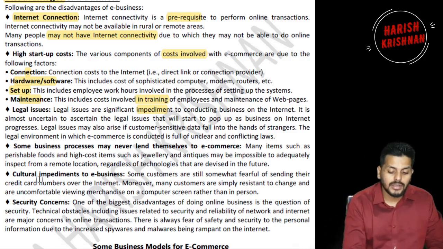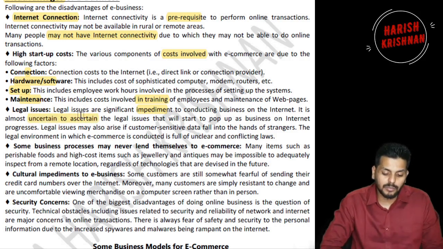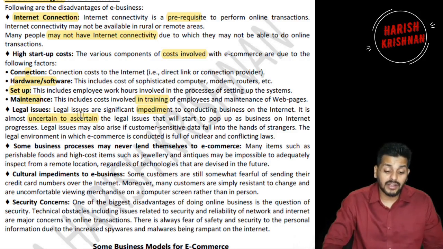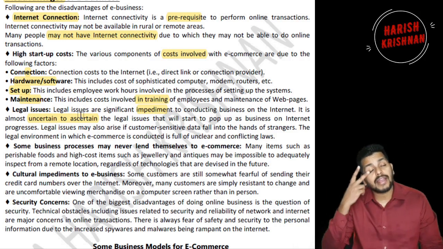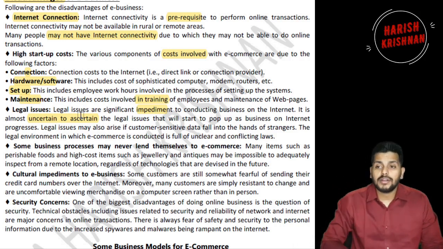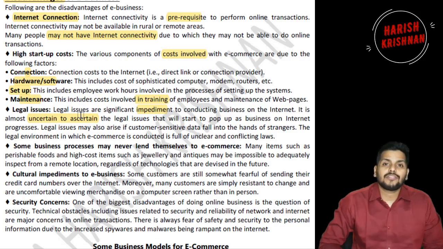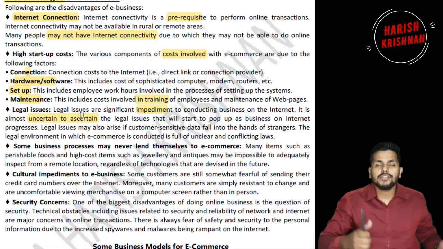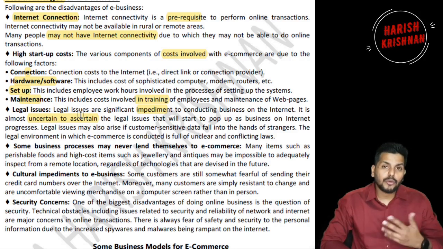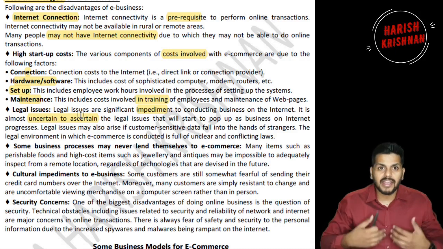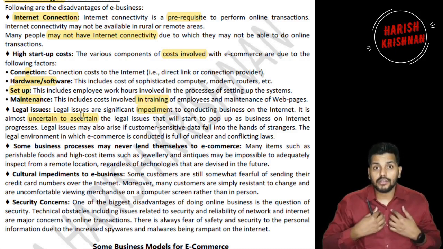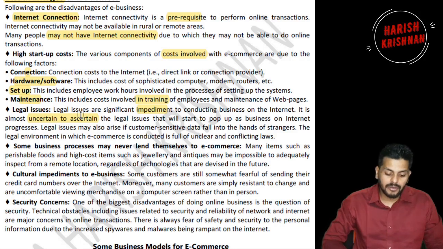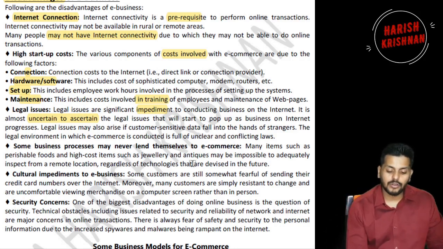It is almost impossible to ascertain the legal issues that will start to pop up as the business progresses. Legal issues may also arise if customer sensitive data falls into the hands of hackers. Those of you who already know the concept of SPDI, sensitive personal data and information, from the first chapter: it is the duty of every body corporate to protect such SPDI. And if I am starting an e-commerce business, the onus is on me to protect all that information. So sometimes that could be an issue.